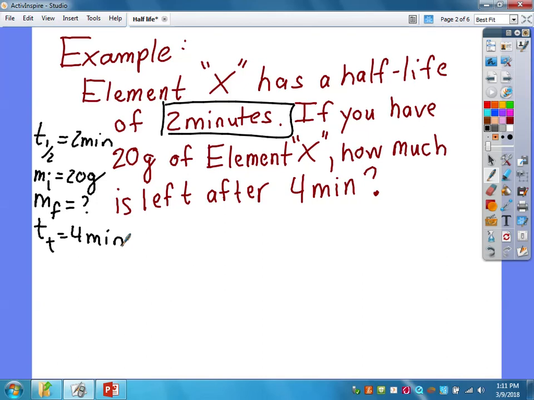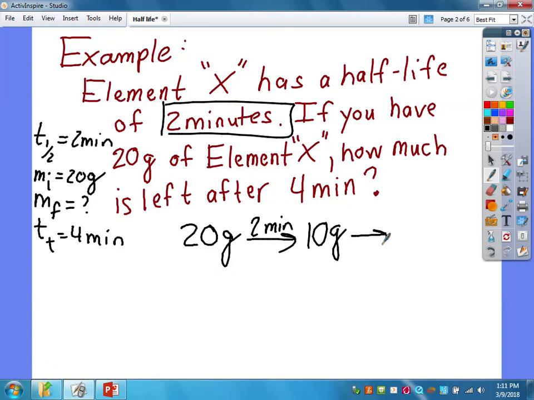Since we're just dividing by 2 or multiplying by 2 depending on which way you go, I like to write out how much I have: 20 grams. Then I draw a little arrow. Each arrow in my setup is a half-life occurring. There are multiple ways you can go about this. After 2 minutes, I'm down to what's half of 20? 10. So after 2 minutes, I'm down to 10 grams. The thing is, how many minutes go by?